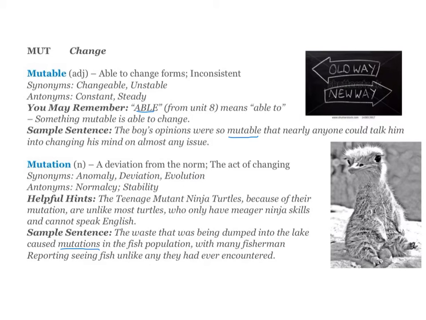So these, I think, are all examples of genetic mutations, which means that a creature or an animal or a person is born with something that's different. So the fishermen are seeing strange mutated fish. The Teenage Mutant Ninja Turtles are not like normal turtles. And this cute little guy over here, I believe, has an emu head and a meerkat body, so he has some strange mutations. I think he's invented. I don't think that's something that exists in nature.